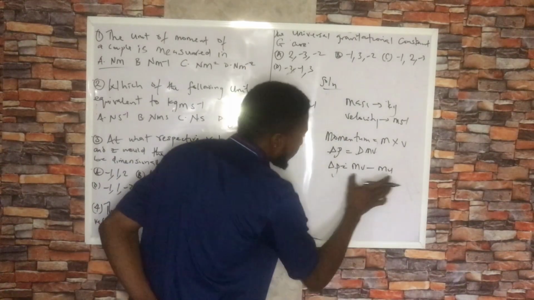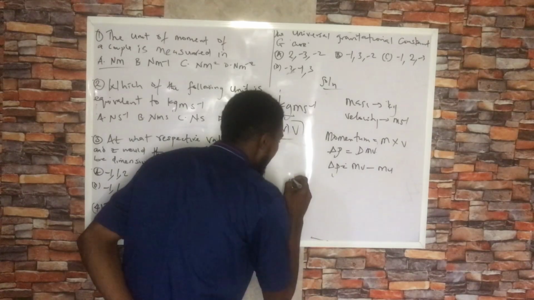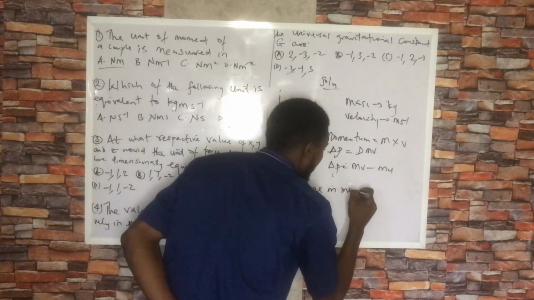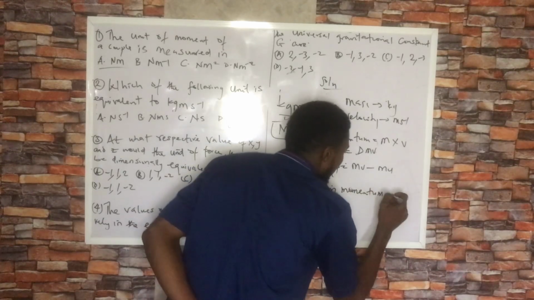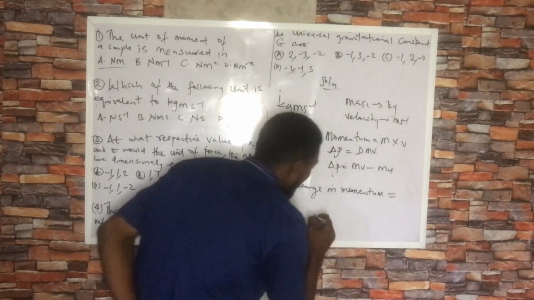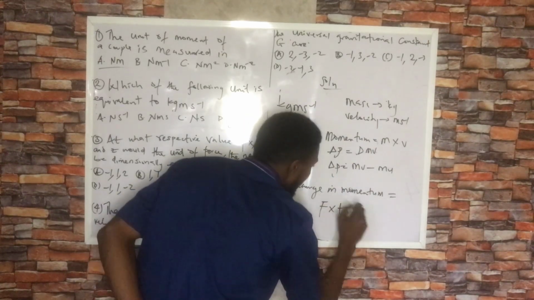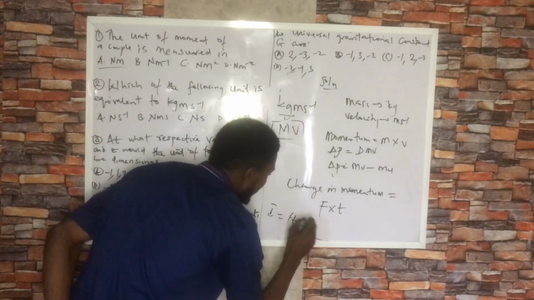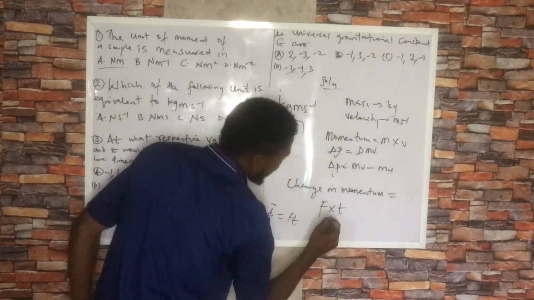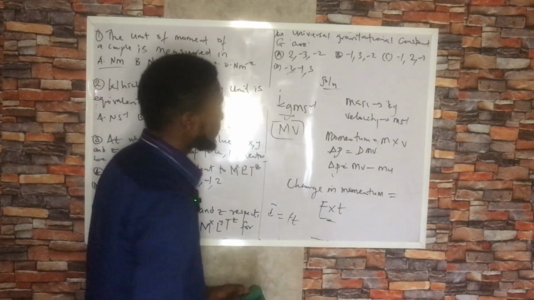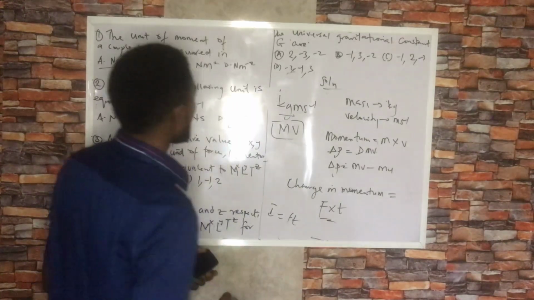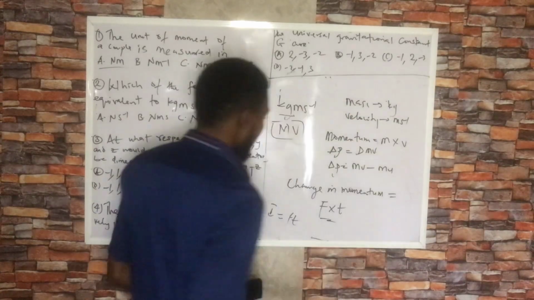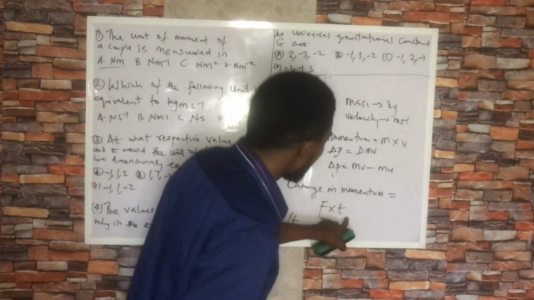So remember that change in momentum is also equal to what? Force times time, or simply impulse. You know that impulse is given as F times t. Change in momentum as well is given as force times time. You get it now? So change in momentum is given as force times time.